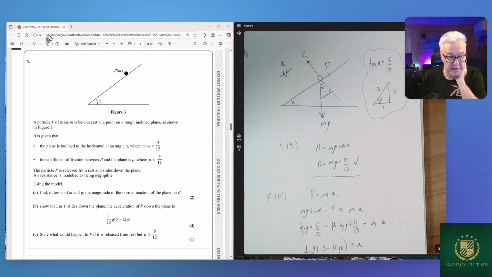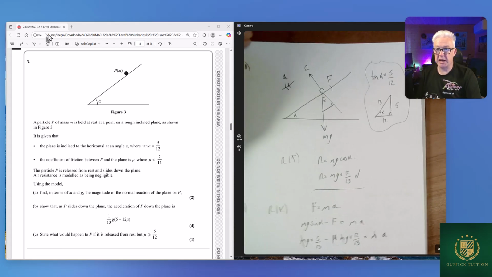The particle is released from rest and it slides down the plane. Air resistance is modelled as being negligible. Using the model, find in terms of m and g the magnitude of the normal reaction of the plane on P. Okay, so first of all, let's have a look.